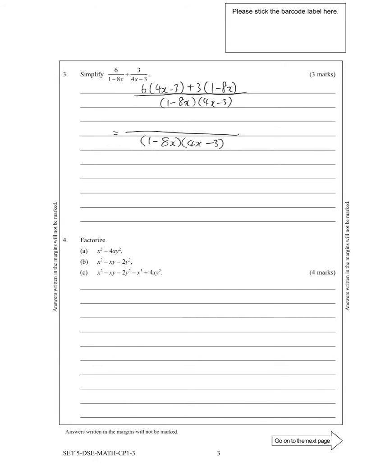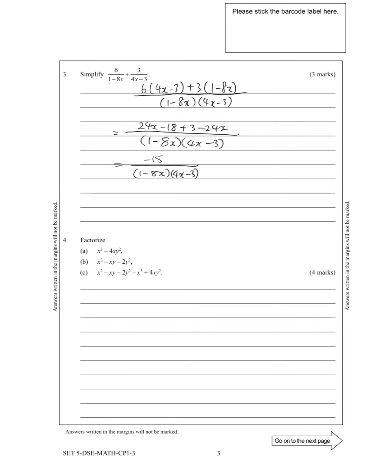Okay, all you need to do now is to multiply the top, so 24x minus 18 plus 3 minus 24x. And then again, the 24x is gone, so negative 15 is what we are left with. So the denominator is 1 minus 8x, 4x minus 3.